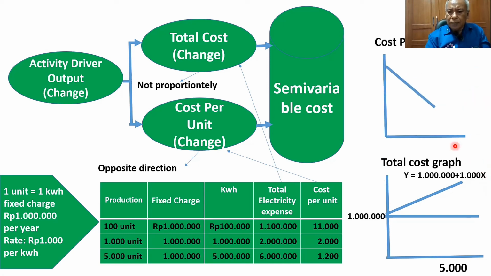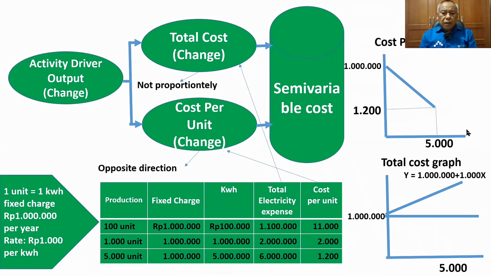And then if you look at the cost per unit graph, it looks like this. The more units produced, the lower the cost per unit. So we can define semi-variable cost: the cost in total and the cost per unit change with the changes of the activity driver output. So the total changes, and also the unit cost changes with the changes of the activity driver output.